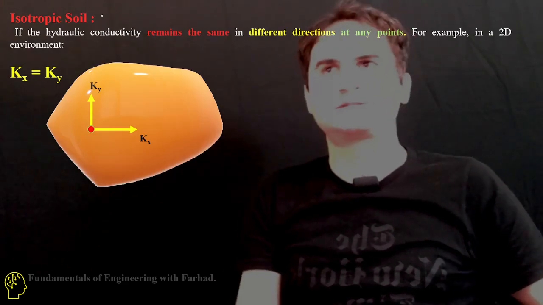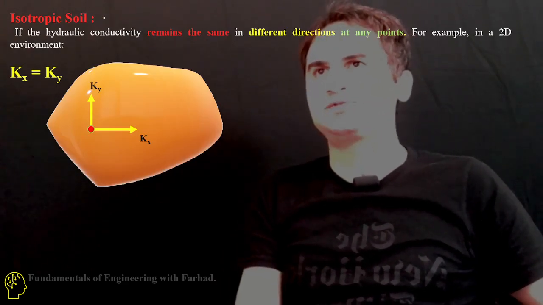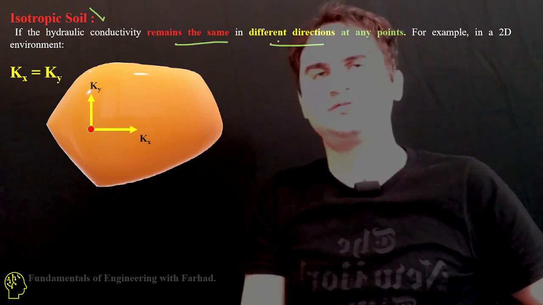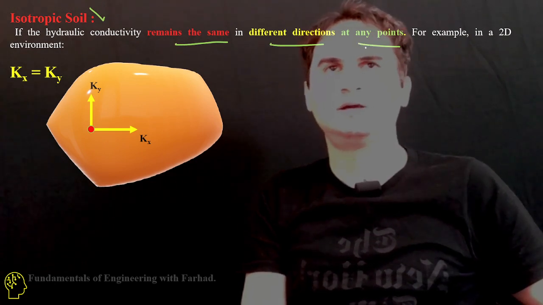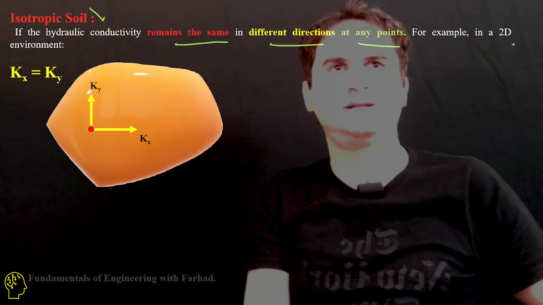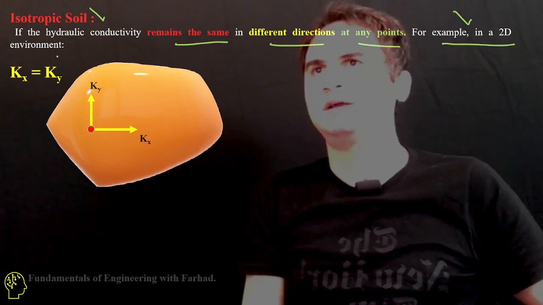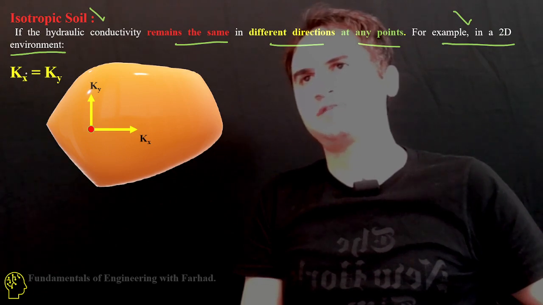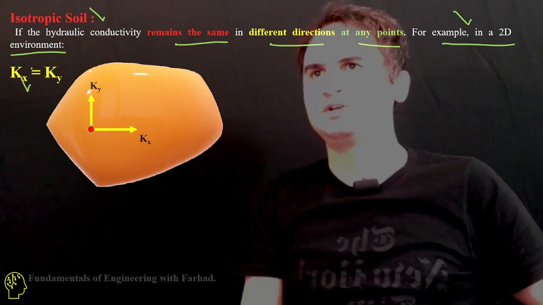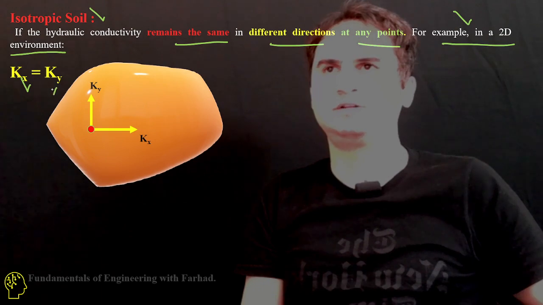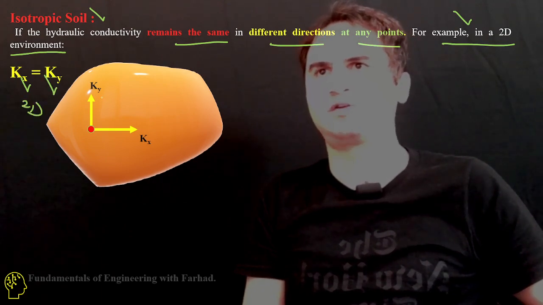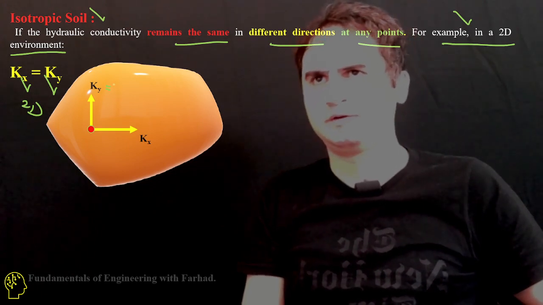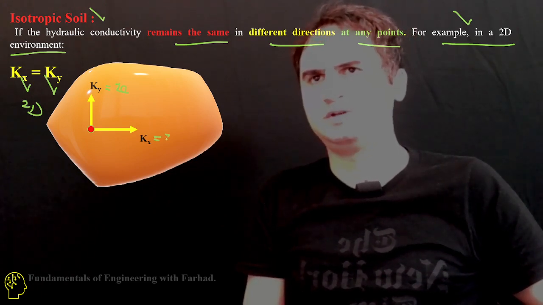So let's define some definitions. Isotropic soil: if the hydraulic conductivity remains the same in different directions inside the soil at any arbitrary point, we can consider that environment isotropic. So it means our Kx, the hydraulic conductivity in the x direction, should be equal to the hydraulic conductivity in the y direction in a 2D environment. So if our Ky is equal to, for example, 10, Kx should be equal to 10.